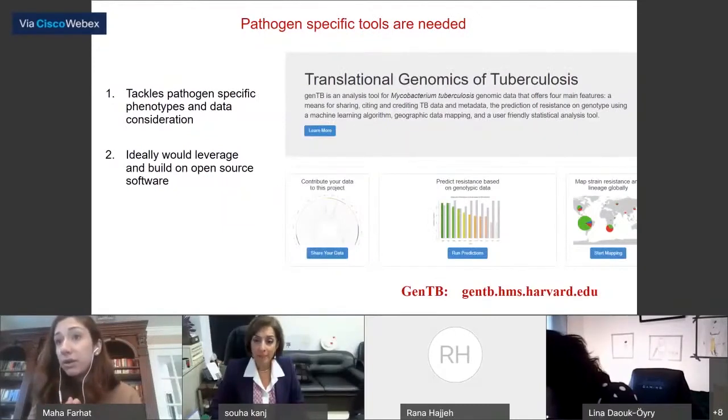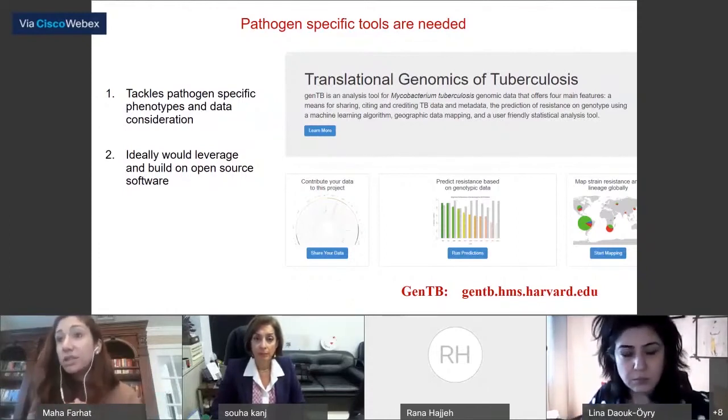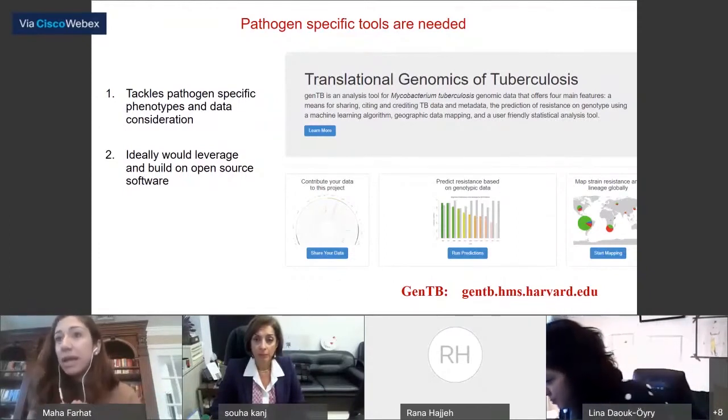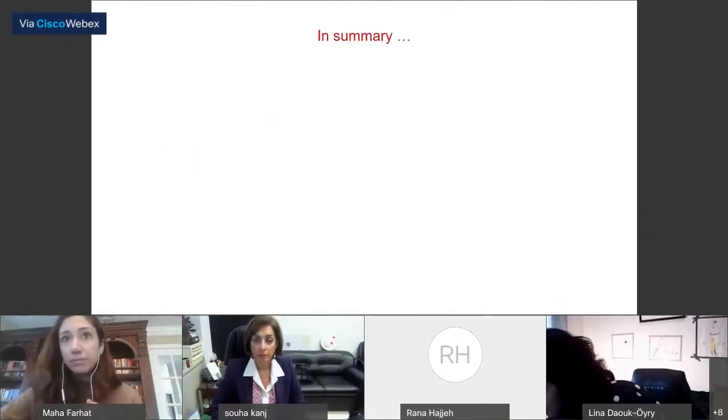But I also want to say that there is something to be said about building tools that are pathogen specific, because there are often phenotypes and data considerations that are pathogen specific and they simply don't apply or wouldn't necessarily be developed. And so we've built a tool for TB around that concept and predicting antibiotic resistance, where people can upload their data and get a prediction, again, in the spirit of democratizing and disseminating analytics. Again, building on open source software whenever we can.